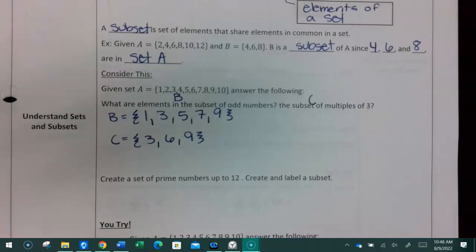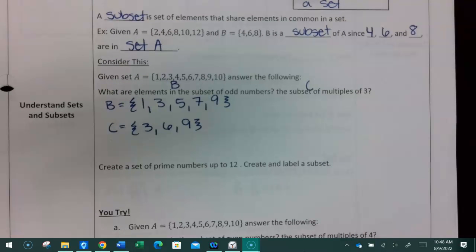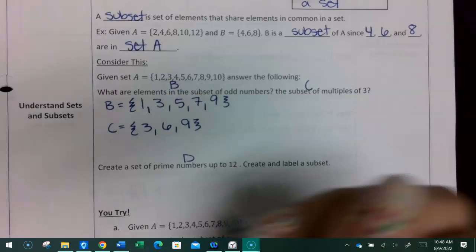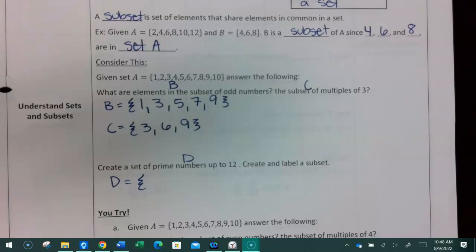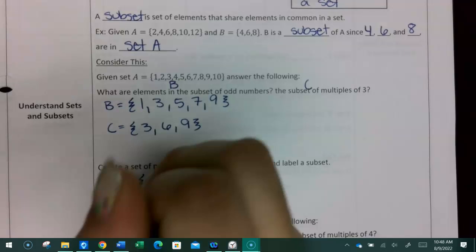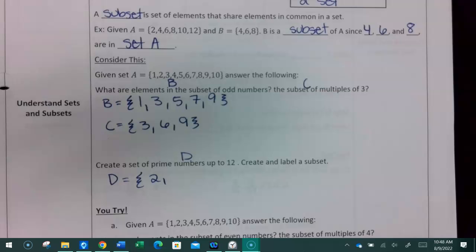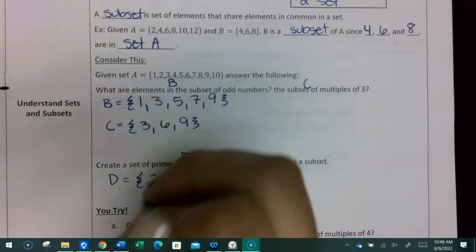The next one wants me to create a set of prime numbers up to 12. What letter do you want me to use for my set name? D. Okay. What is my smallest prime number? Not 1. Remember, the definition of a prime number is what multiplies by itself and 1 to equal itself. 2. My next one? 4 is not prime because 2 and 2 multiply to it. 3.